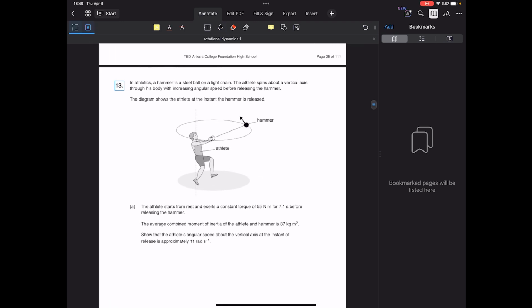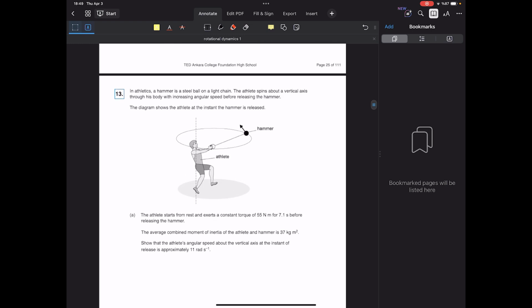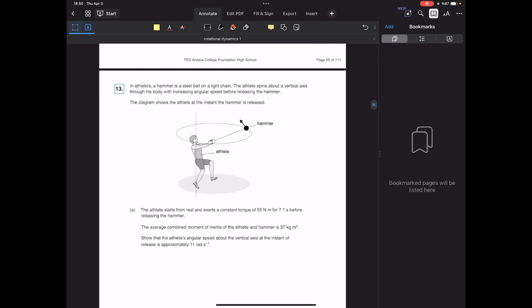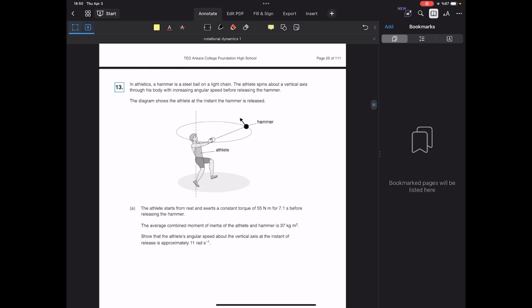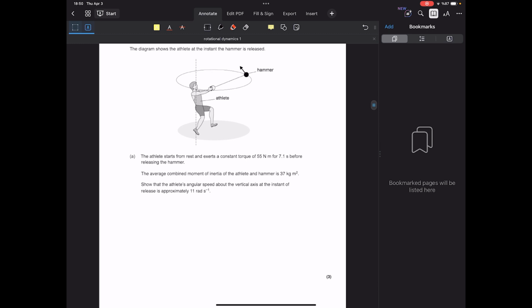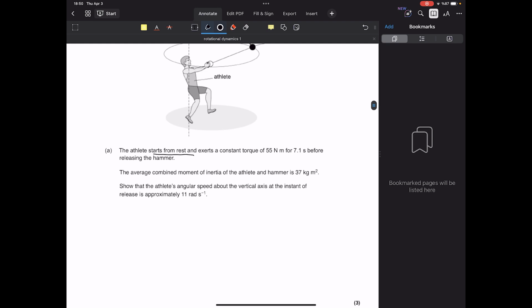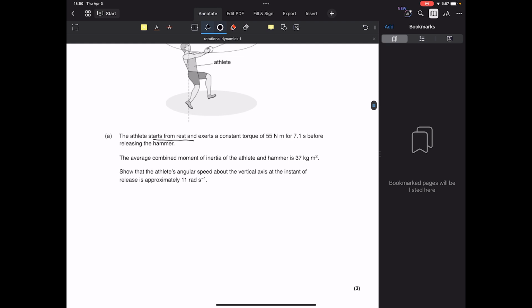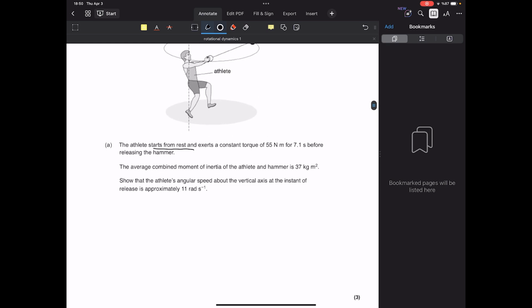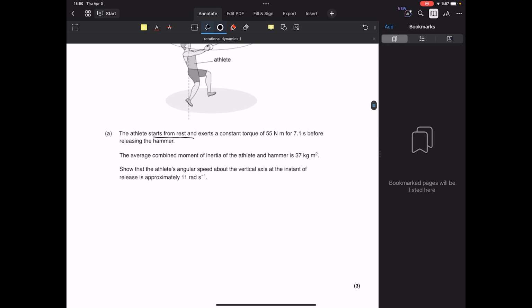Okay, so now let's continue with this question. You have a guy that's rotating a hammer like this, with increasing angular speed before releasing the hammer. The athlete starts from rest. That's important. It starts from rest and exerts a constant torque of 55 Newton meters for 7.1 seconds before releasing the hammer. The average combined moment of inertia of the athlete and the hammer is 37 kilogram meters squared. I need to find the angular speed about the vertical axis at the instant of release.